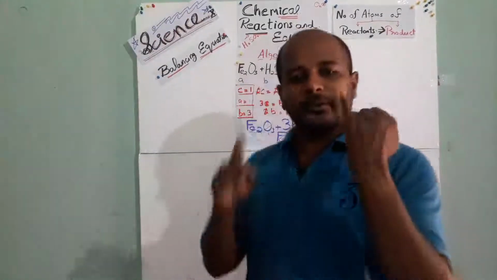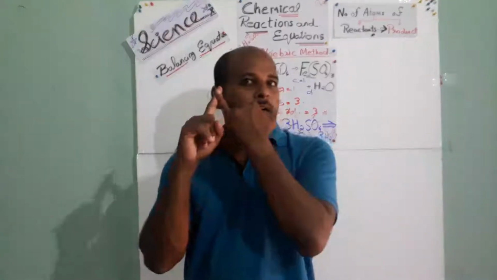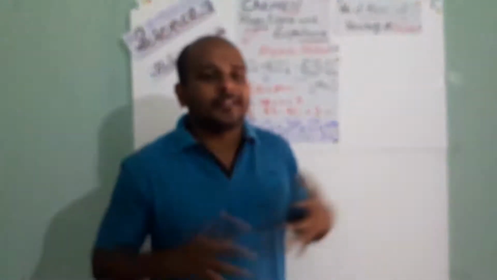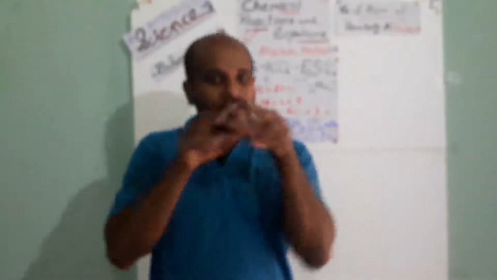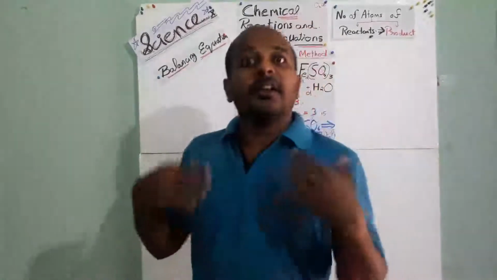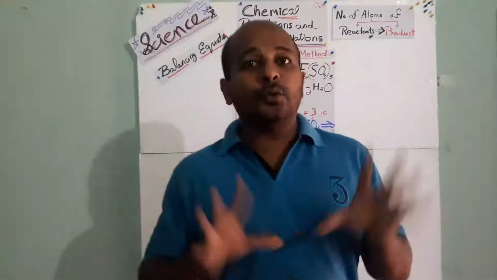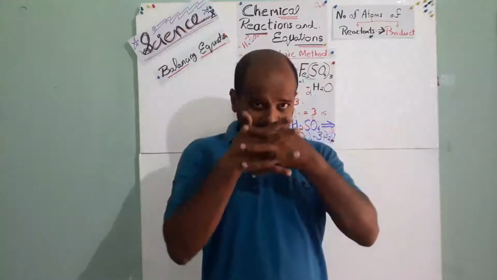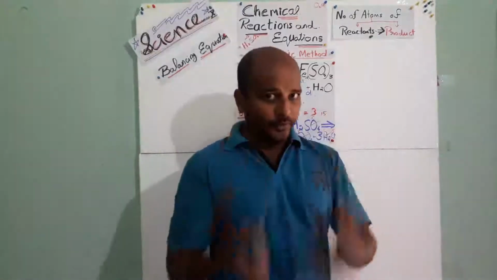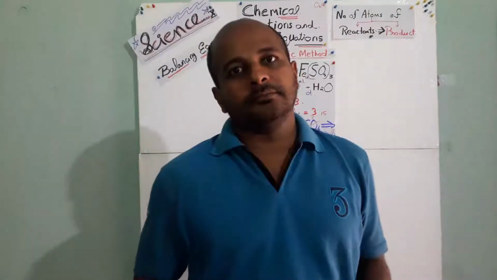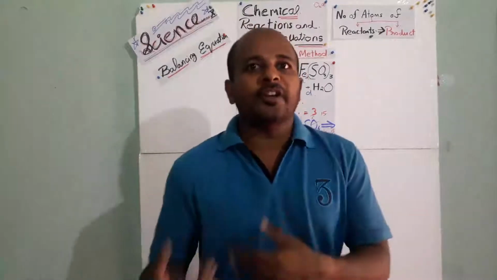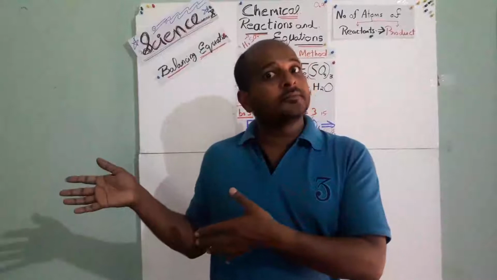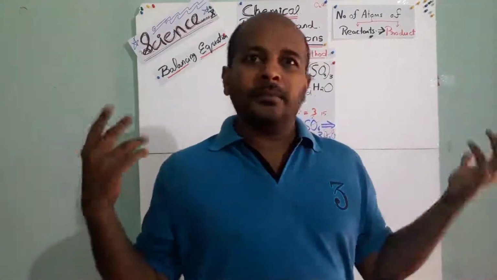4 types, I told. First one was combination reaction. It's only an introduction for that. In the next class we will study it in detail. Combination means 2 elements are combining together to get one compound. That is called as combination reaction. For example, carbon plus oxygen will give what? Carbon dioxide. Simple, isn't it?